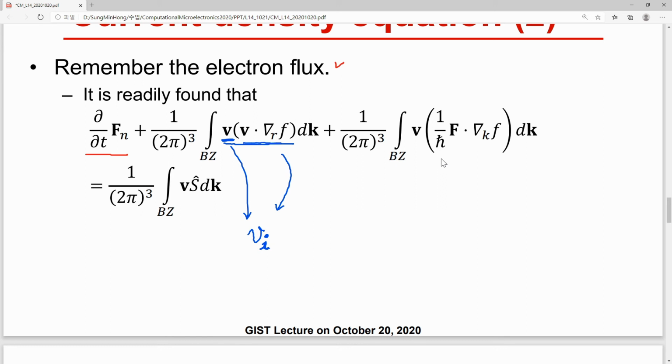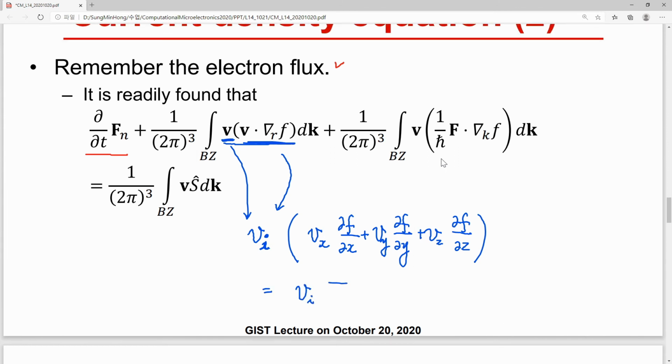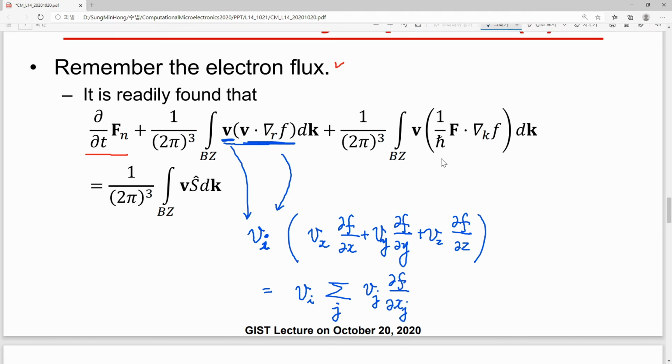here we still have quantities. In this case we have vx ∂f/∂x plus vy ∂f/∂y plus vz ∂f/∂z. So that can be expressed as v_i times, introducing another summation j, v_j ∂f/∂x_j. That will be enough for this calculation.